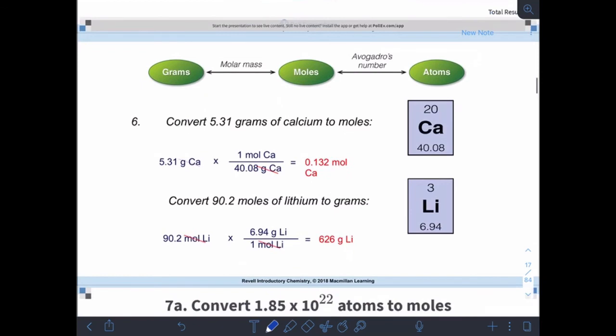All right, let's see how we did. So 0.132 moles of calcium and 626 grams of lithium.